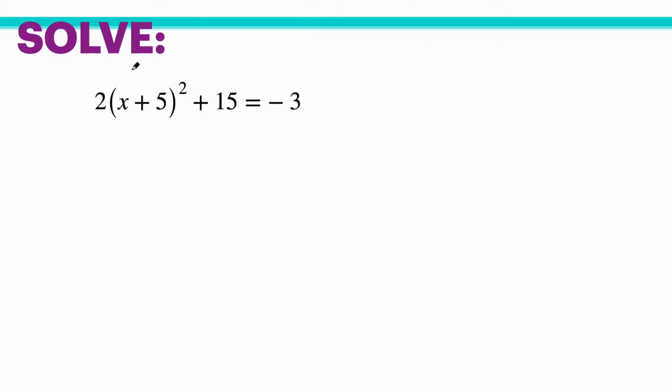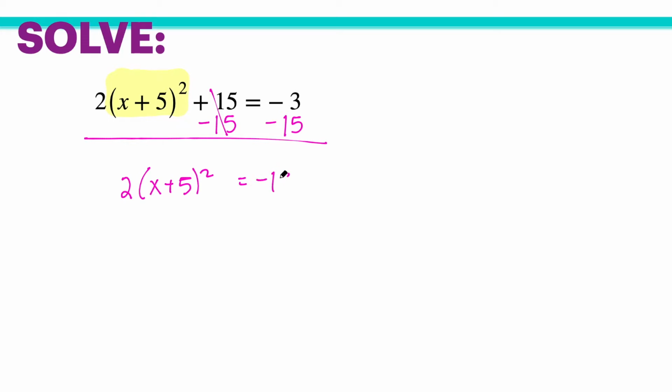Again, in this case, you have to look at this as one thing that you cannot touch yet. You first need to get rid of everything else before you mess with the square. So the first thing we need to do is go ahead and subtract 15. We will get 2 times x plus 5 squared equals a negative 18.